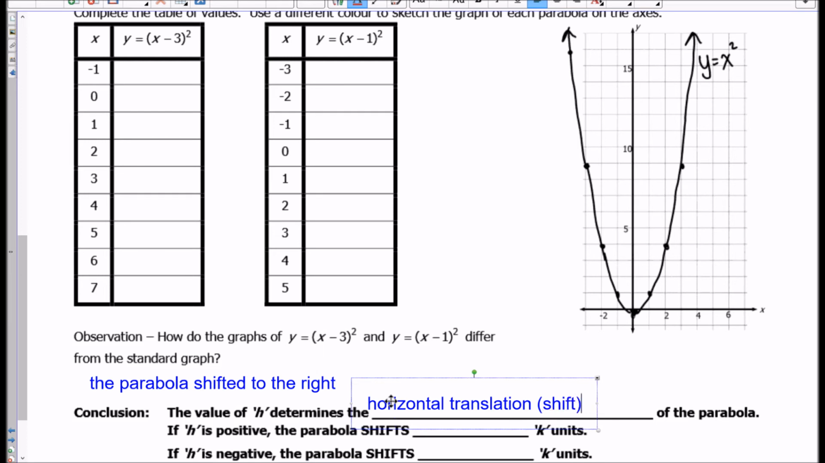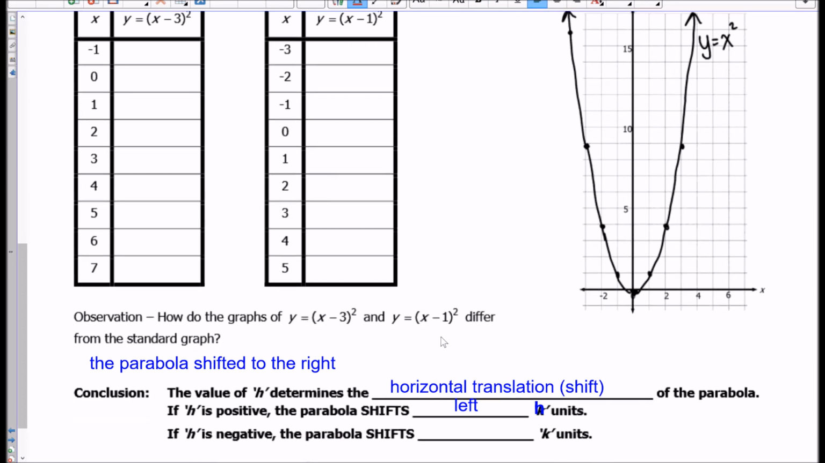Okay, so based on that, we can conclude that the value of h determines the horizontal translation. In other words, the horizontal shift. Okay, and if h is positive, then it's going to shift what we would expect the opposite way. So normally if we see it as positive, we would think it would go to the right, but it's actually going to the left by h units right here. So this right here should say h units, not k units. Sorry about that. So if you guys could fix this k to an h, please. And then if it is negative, then it's going to shift to the right by h units.